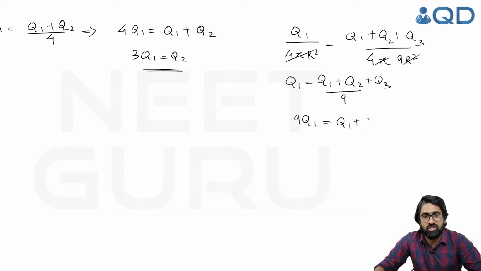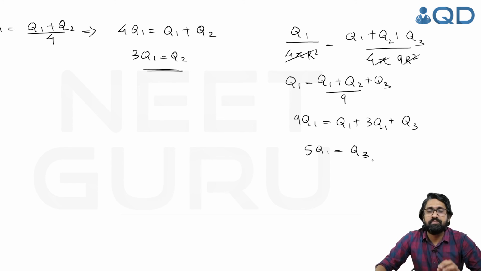We've already found out that q2 is equal to 3q1, so for the sake of simplification we'll write 3q1 instead of q2. Now we have an equation which connects q1 and q3 exclusively. That is why we replaced q2 with the corresponding value, 3q1. Now, this on rearrangement will give you 9q1 minus 4q1, which is 5q1, equal to q3.